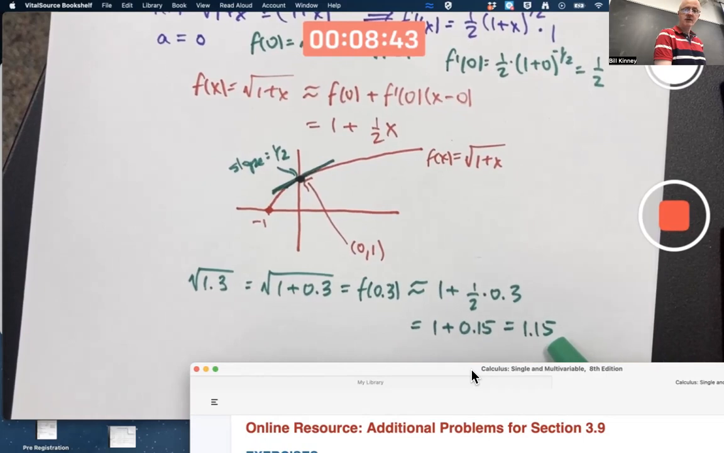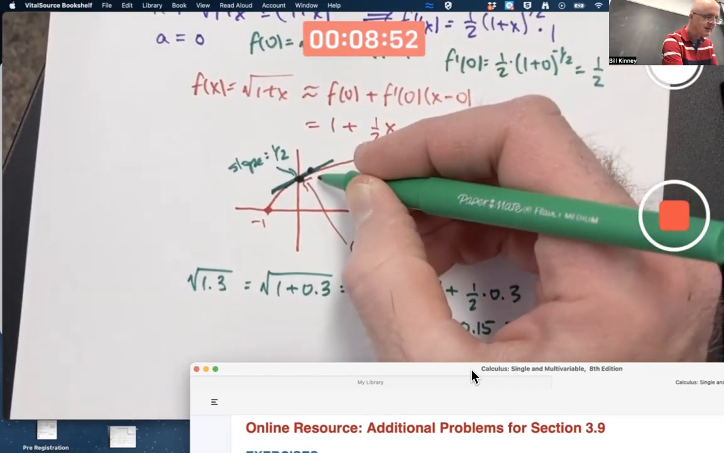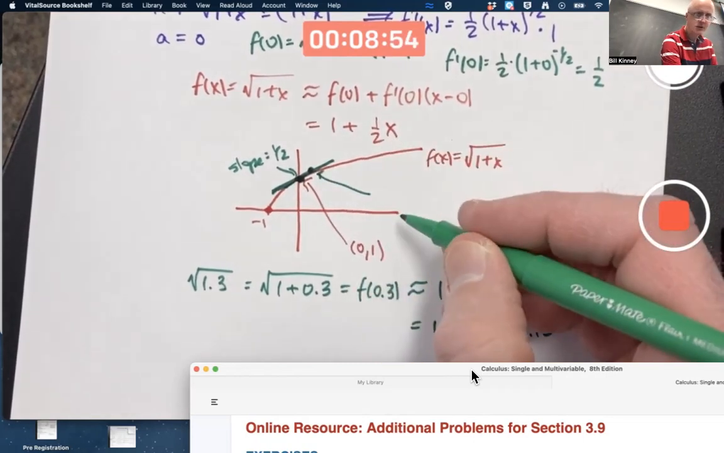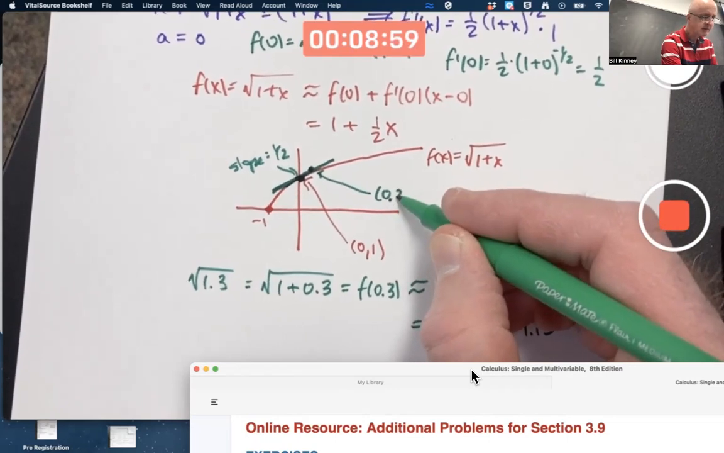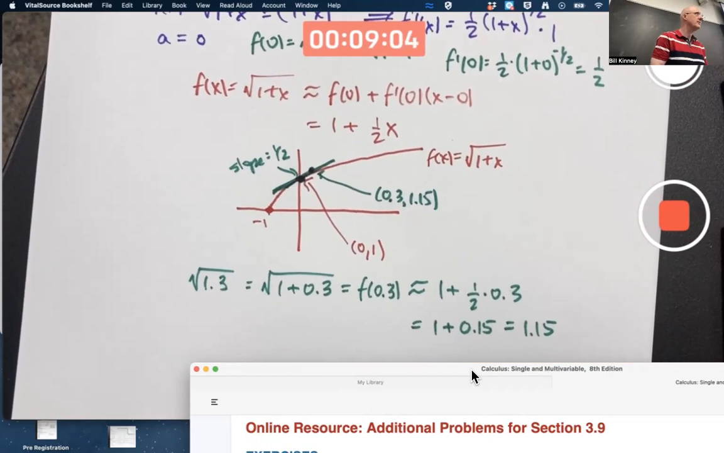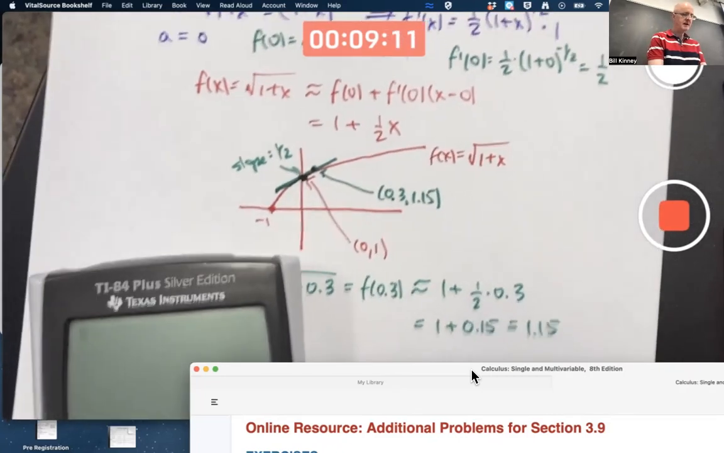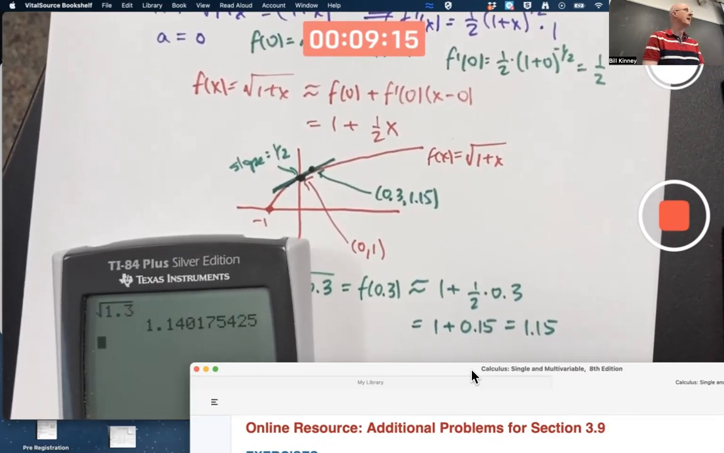This is the second coordinate of a point on the tangent line when the first coordinate is 0.3. I can try to draw it here, but it's a little difficult. That point that I just drew in green on that green line has coordinates 0.3, 1.15. It's a bit above the red curve. So f of 0.3 is a little smaller. What is f of 0.3? It's the square root of 1.3. Yes, it's a little smaller, about 1.14.